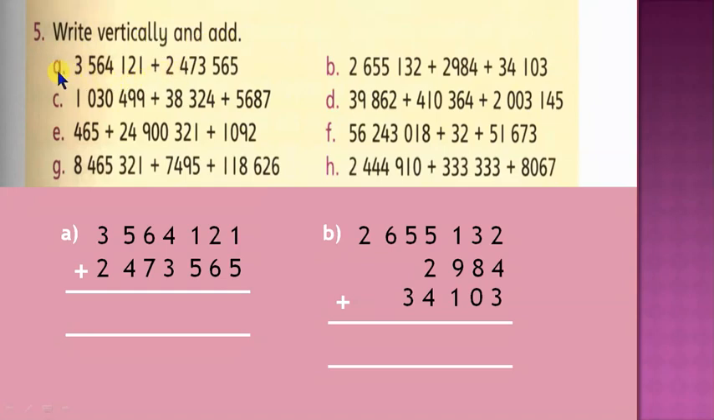Okay. The first question A, 3,564,121 plus 2,473,565. Okay. First you copy this value. You can see here. Okay. Then you have to copy this value. Okay. Now start adding.